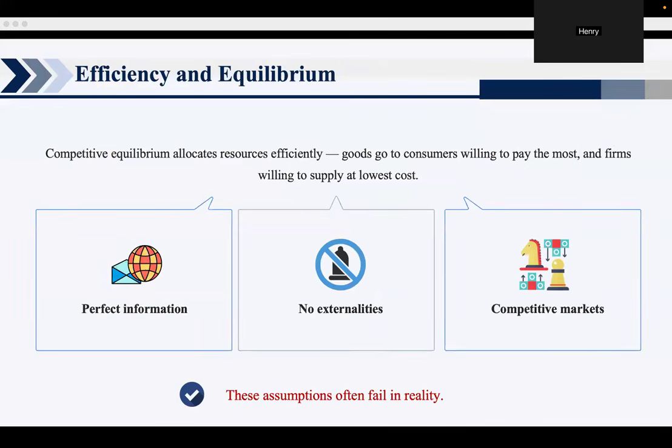Now, under certain conditions, equilibrium leads to efficient outcomes. These conditions include perfect information, no externalities, and competitive markets. In this case, resources are allocated efficiently. Goods go to consumers who are willing to pay the most. Firms with the lowest costs are the ones that produce. However, these conditions are rarely fully met in reality, so equilibrium is not always perfectly efficient.